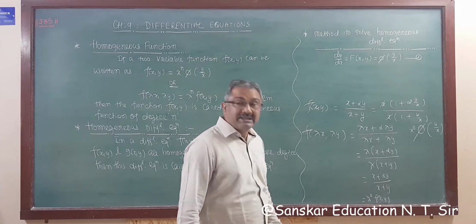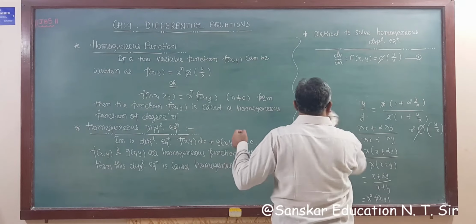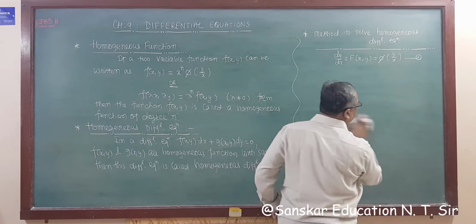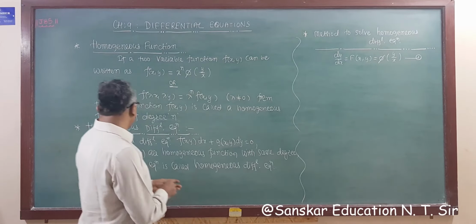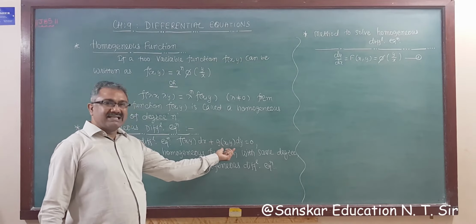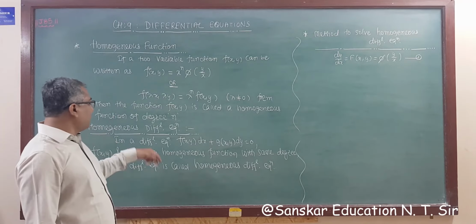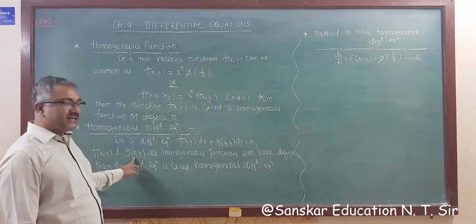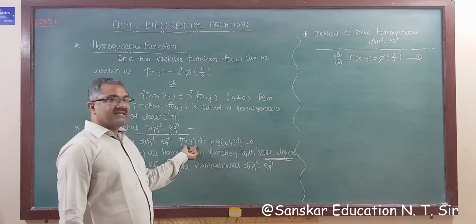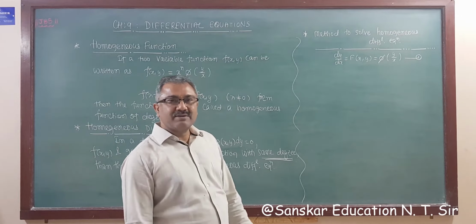Now how to solve this homogeneous differential equation, right? A homogeneous differential equation can be written in the form f of x, y dx plus g of x, y dy equal to 0, where the functions f of x, y and g of x, y are homogeneous functions of the same degree. If the functions with dx and with dy are of the same degree, we call it a homogeneous differential equation.